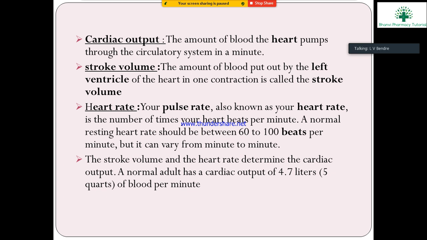Next, cardiac output. In the main examination they will ask for the definitions of cardiac output, stroke volume and heart rate.